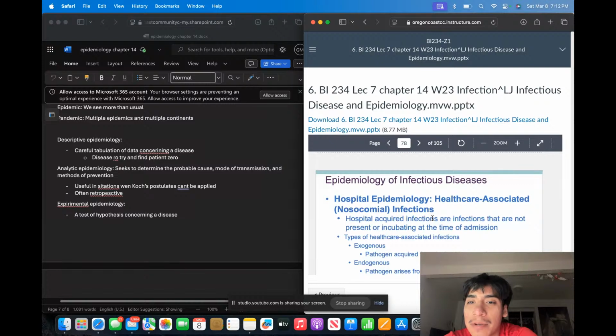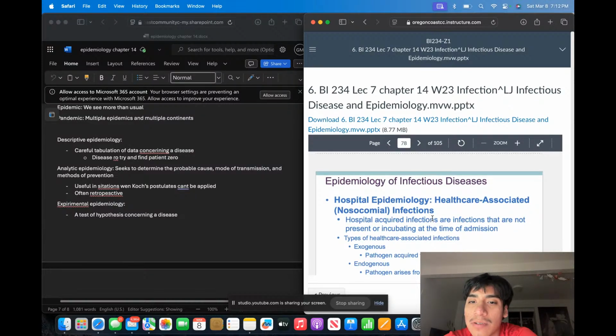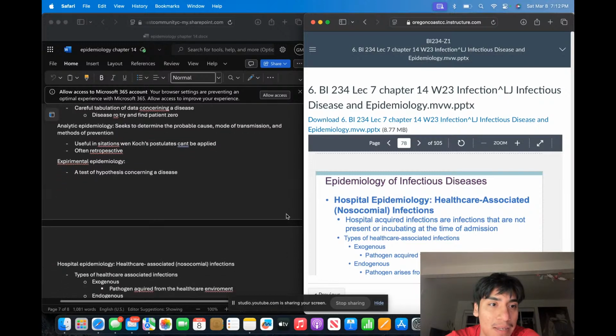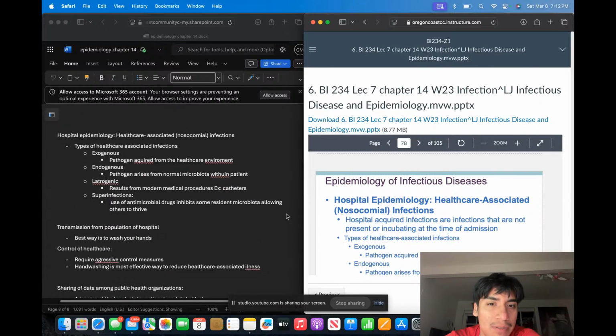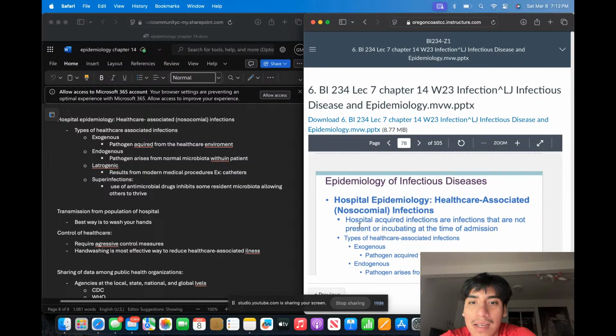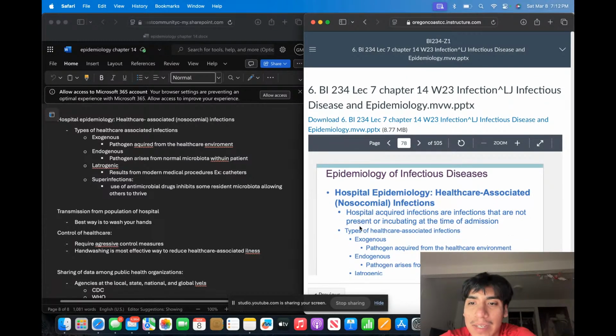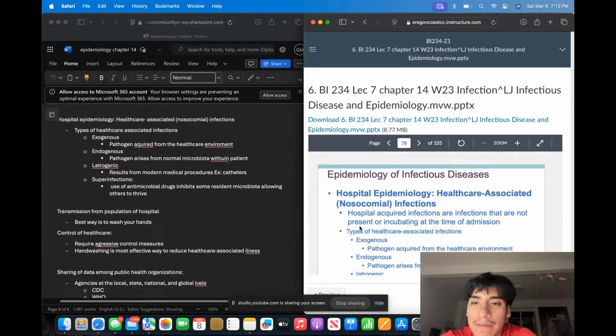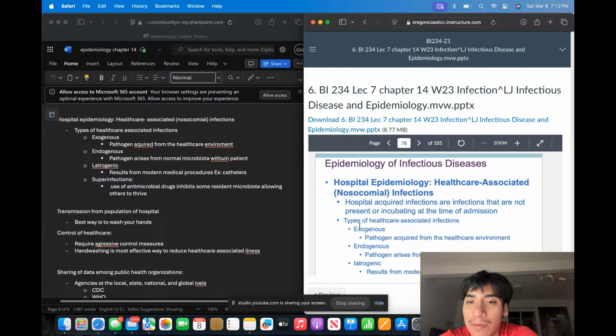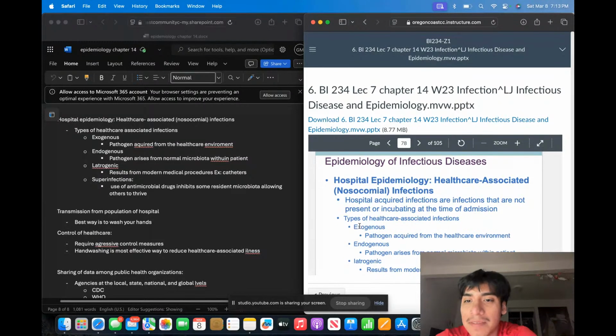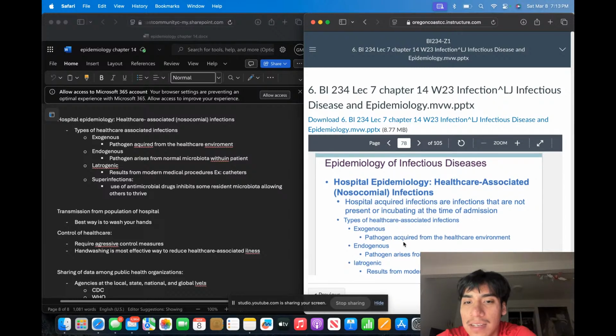So hospital epidemiology is what we would be concerned with. So nosocomial infections, healthcare associated infections. He was talking a lot about this just because that's what he was concerned with when he was doing research or whatever. Being Dr. Walter. Hospital acquired infections are infections that are not present or incubating at the time of admission to the hospital.